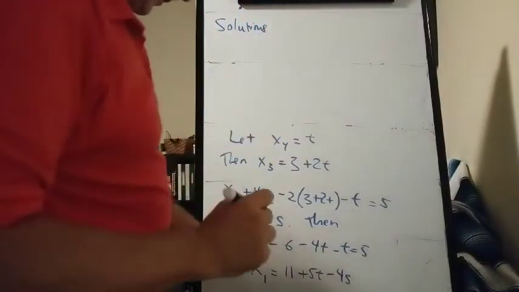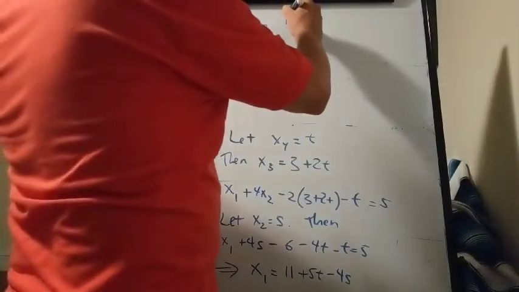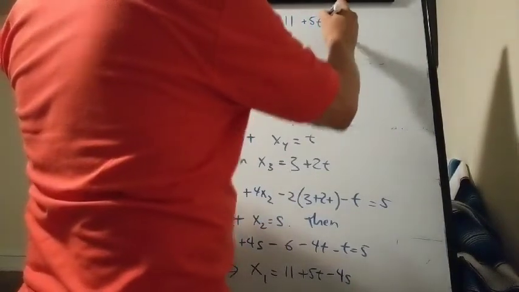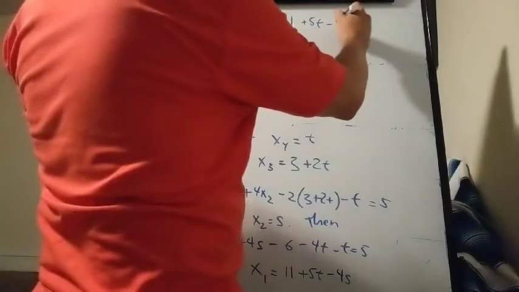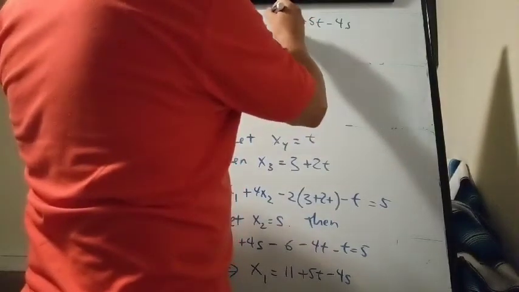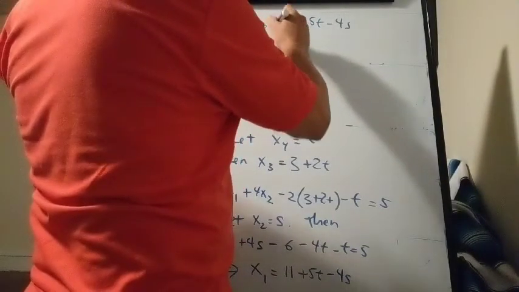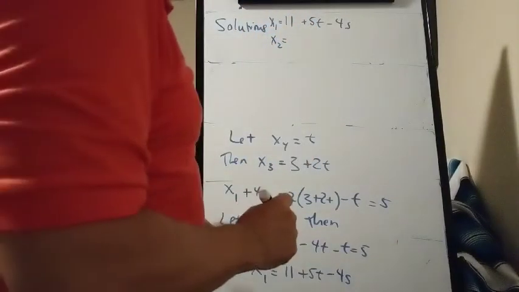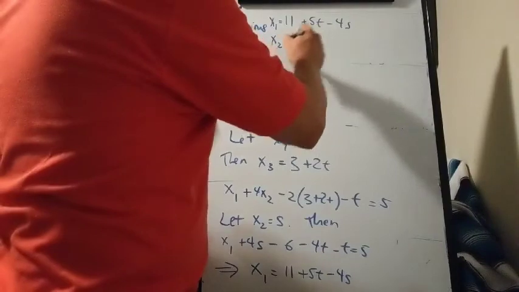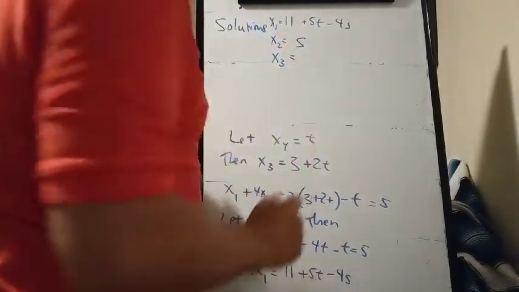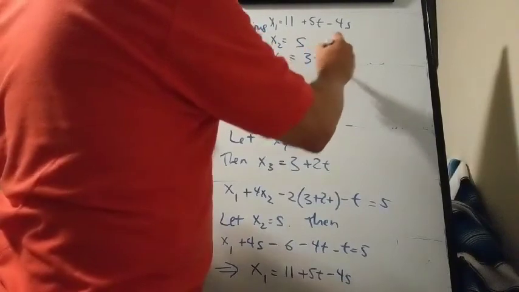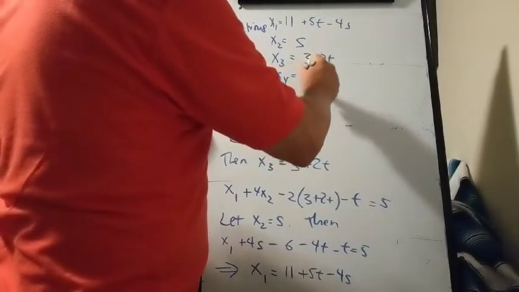So our solutions are x1 is 11 plus 5t minus 4s. Oops, x1. x2 equals, that was just s. x3 equals 3 plus 2t. And x4 equals t.